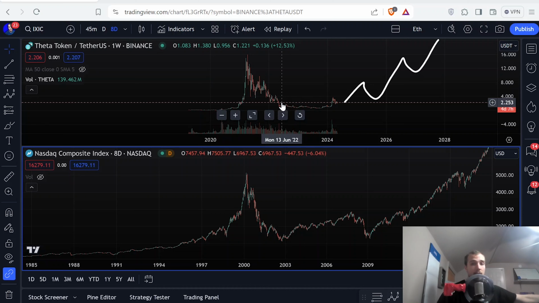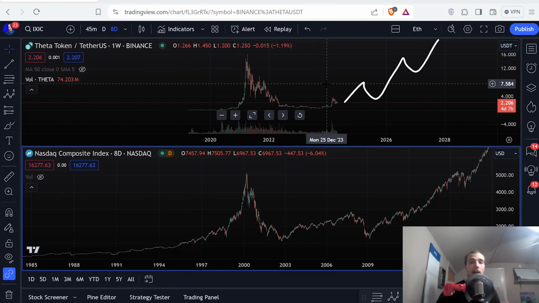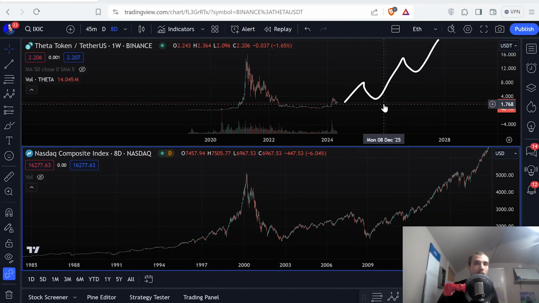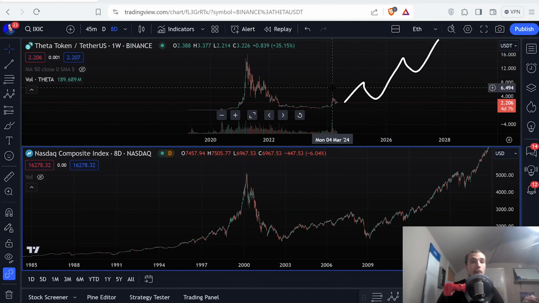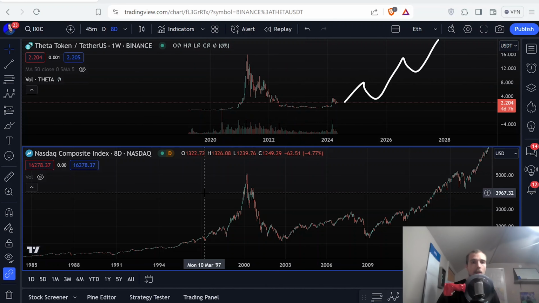Like really, really good. So in the big picture here with Theta, I expect a big picture reversal and for us to keep pushing up through resistance. Up through short-term resistance, big picture resistance, and really go into a bull market here with Theta.